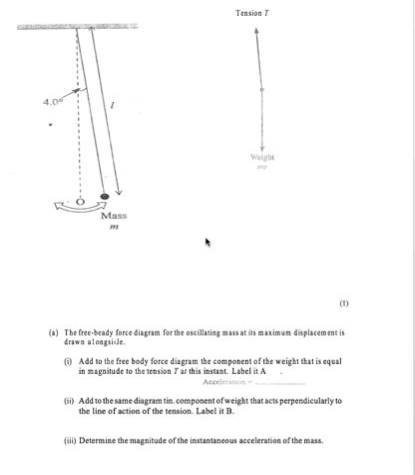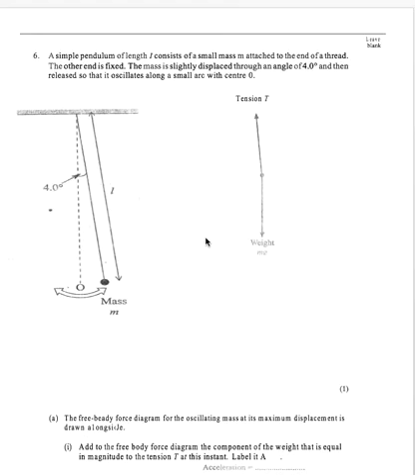This is the SHM free body force diagram pendulum 8-mark question. It is the June 5 question 6. So it says a simple pendulum of length L consists of a small mass M attached to the end of a thread. The other end is fixed. The mass is slightly displaced through an angle of 4.0 degrees, so there's your small oscillation, and then released so that it oscillates along a small arc with center O.